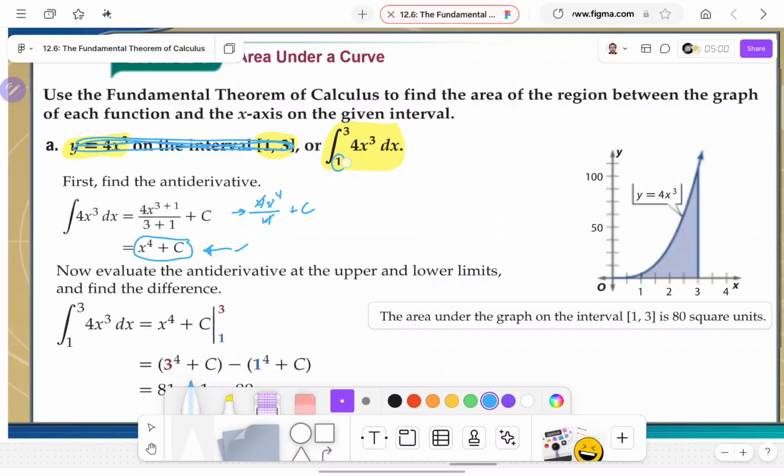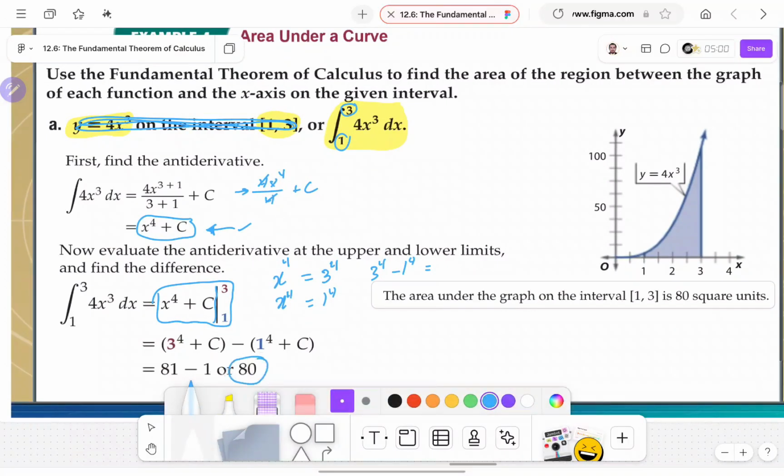Because the question here gives me 1, which is a, and gives me b, you have to identify x to the power of 4 plus c, and I put a straight line from a to b. What you have to do is first substitute 3, so 3 to the power of 4. Then substitute a, 1 to the power of 4. Then minus them: 3 to the power of 4 minus 1 to the power of 4, and the answer is equal to 80.